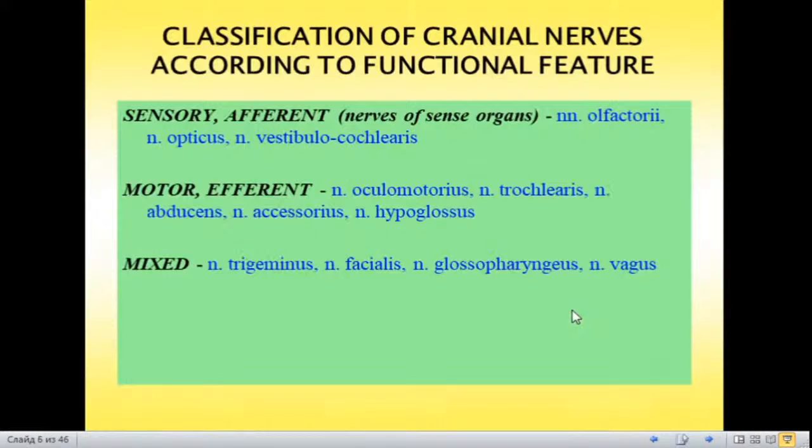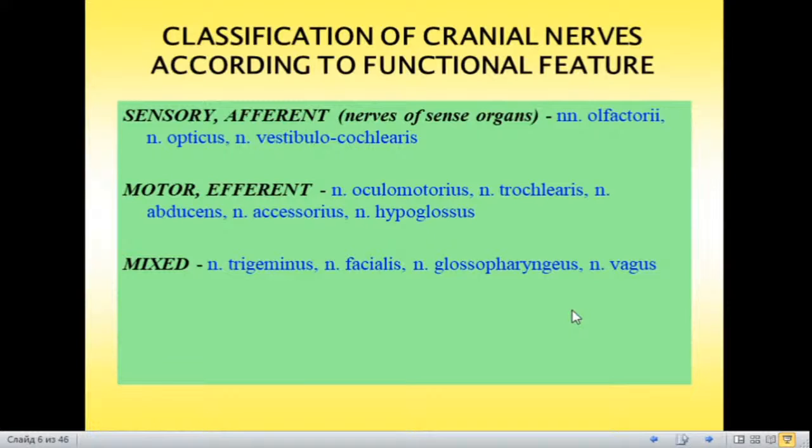And due to the presence of different types of fibers, we can subdivide all cranial nerves into three groups. First one, sensory or afferent. Actually, they are nerves of special sense. They are olfactory nerve, optic nerve, and vestibulocochlear nerve. Second group, motor or efferent: oculomotor nerve, trochlear nerve, abducens, accessory, and hypoglossal nerve.